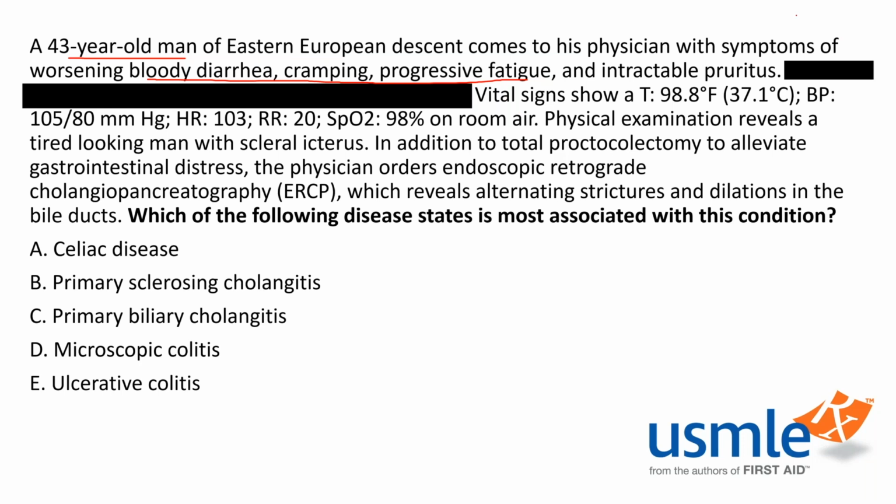Which of the following disease states is most associated with this condition? So it's a two-step question. We have to once again come up with our diagnosis and then think of the associated disease. And our options are A, celiac disease, B, primary sclerosing cholangitis, C, primary biliary cholangitis, D, microscopic colitis, and E, ulcerative colitis. So once again, looking for the associated disease, and which one do y'all think is correct?